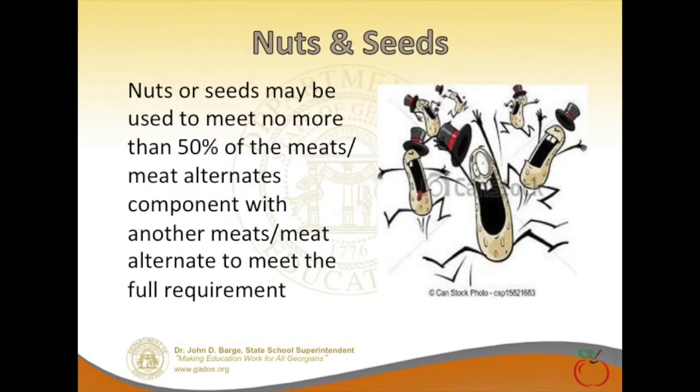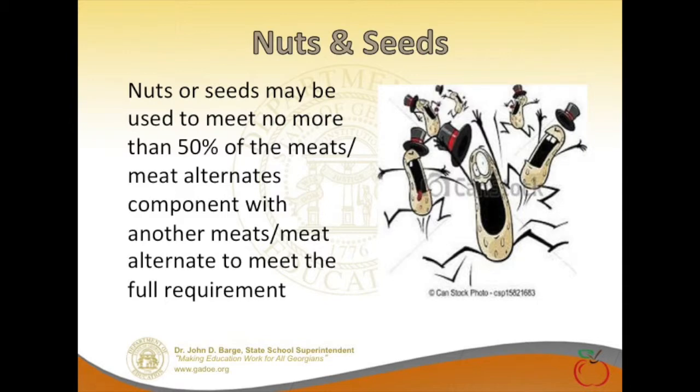Now let's talk about nuts and seeds. This is not a change, but important clarification to lunch that has previously been overlooked. If you use nuts and seeds, you must pair them with another meat or meat alternate to meet the full requirement. So for example, if you offer sunflower seeds as a meat alternate, you would need to pair that with equal amounts of another meat alternate like a cheese stick, yogurt, or hummus.